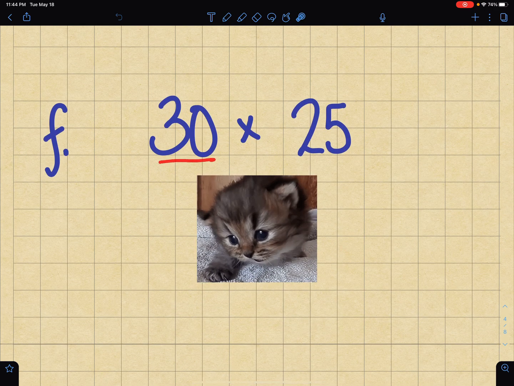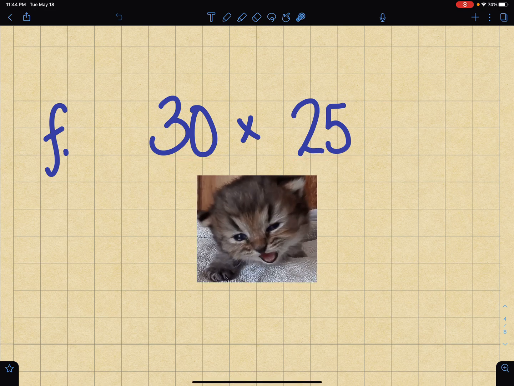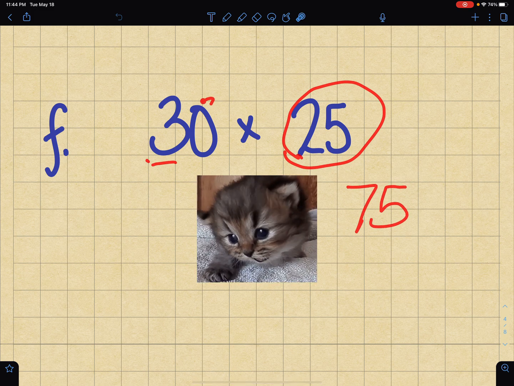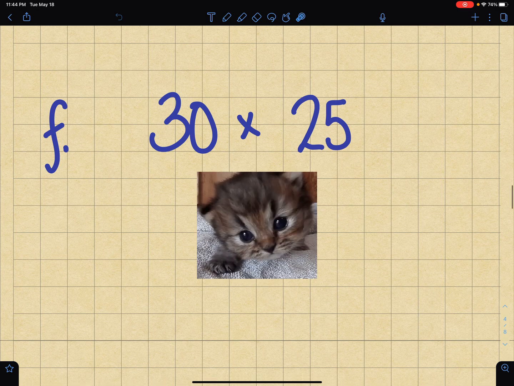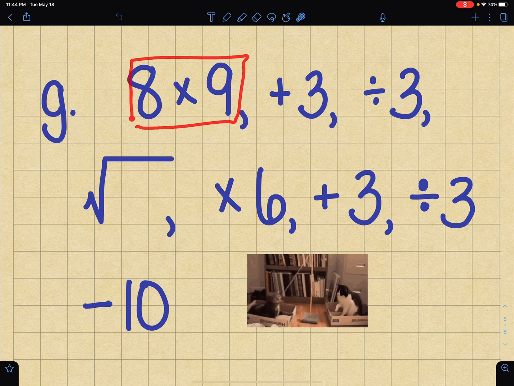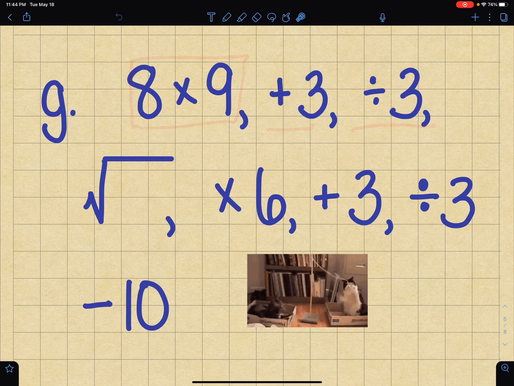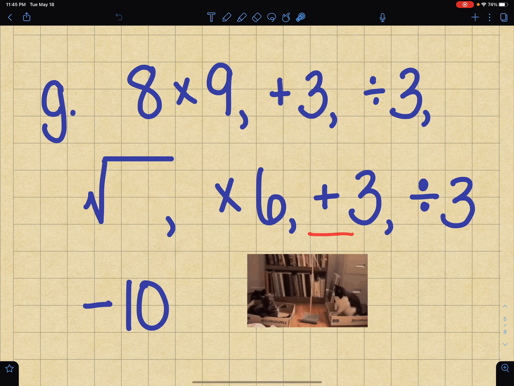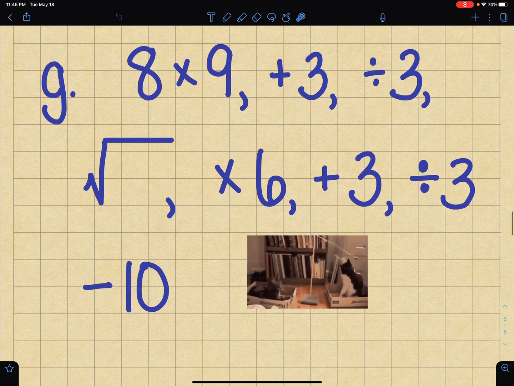F, what is 30 times 25? I would just think of this as a quarter. If you have 3/4, it's going to be 75. Don't forget to add that 0. G, what is 8 times 9? That's the number we're starting with. Then we're going to add 3. Divide by 3. Take the square root of that number. Multiply by 6. Add 3. Divide by 3. Subtract 10. What do you get? Ooh, that's tricky.